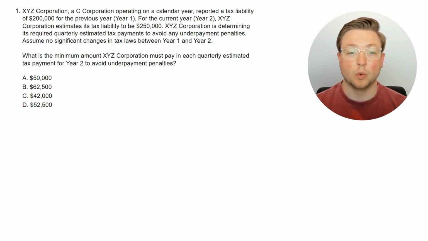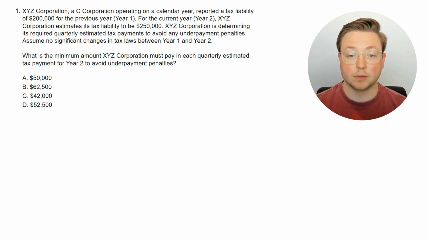All right, here is question 1. XYZ Corporation, a C corporation, operating on a calendar year, reported a tax liability of $200,000 for the previous year in year 1. For the current year, year 2, XYZ Corporation estimates its tax liability to be $250,000. XYZ Corporation is determining its required quarterly estimated tax payments to avoid any underpayment penalties. Assume no significant changes in tax laws between year 1 and year 2.